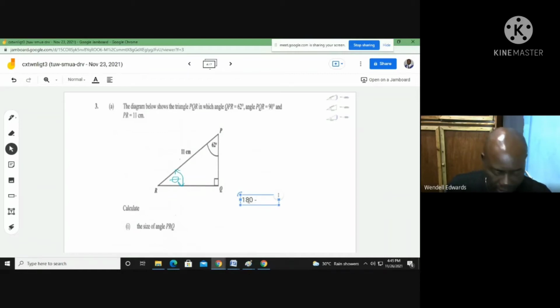We could say 180 minus the sum of 90 plus 62. All right, just to show the working, and this is going to land us about 28. All right, so we're talking about the 28 degrees right there, 28 degrees for the angle at R. All right, so that's a simple one mark question in CXC. Let's jump to the next question.